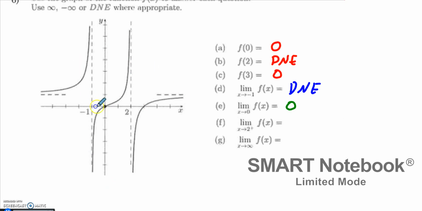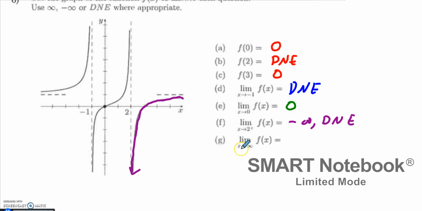Next, we want to find the limit as x approaches 2 plus, so 2 from the right side. So if we're looking at the x value of 2 from the right side, the graph is going down towards negative infinity. So two answers will be accepted here, either negative infinity or, technically, because negative infinity is not really a y value, DNE is also an appropriate answer.